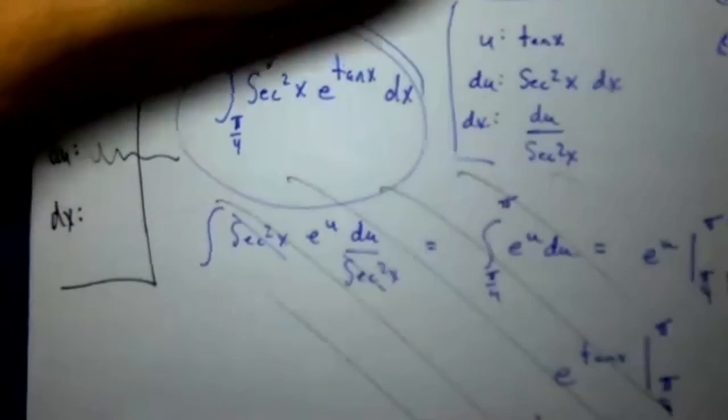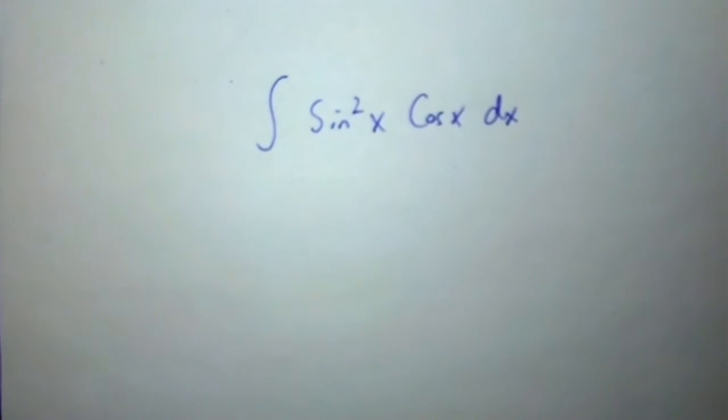All right, cool. Let's try one more u substitution problem, see what we come up with. Let's try this, see what we get. So we're back to sines and cosines.